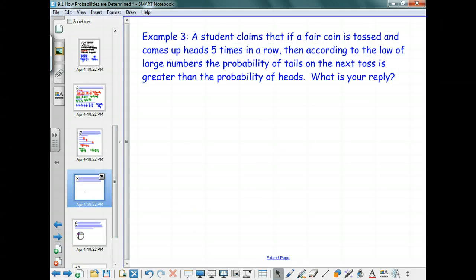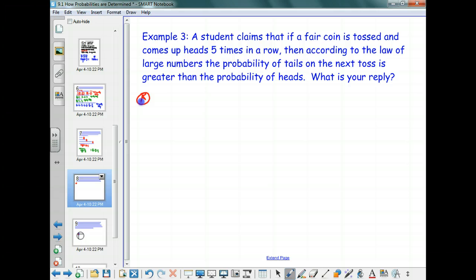A student claims that if a fair coin is tossed and comes up heads 5 times in a row, then according to the law of large numbers, the probability of tails on the next toss is greater than the probability of heads. What is your reply? No, it isn't. So why? Well, it doesn't say it changes, like the probability of each is still a 50-50 chance, and it says it's a large number, like 5 rolls.